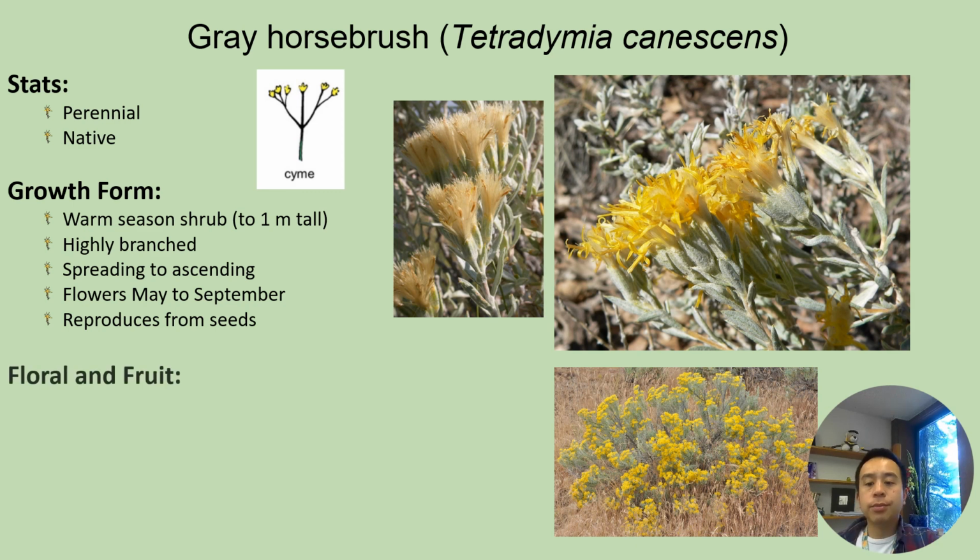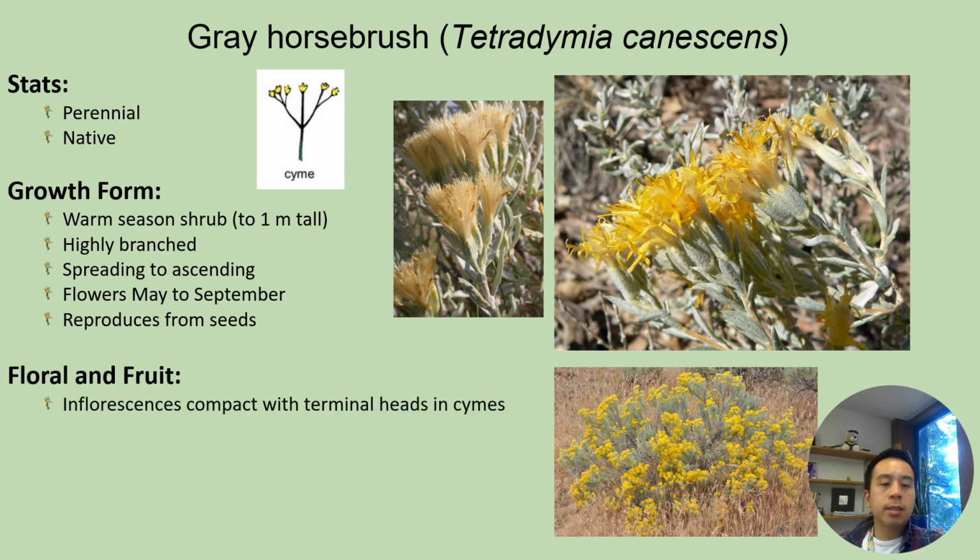The inflorescences themselves are compact with terminal heads in cymes, and you can kind of see what a cyme is in the diagram I have up there for you. The flower heads themselves are discoid, and the involucral bracts below the flower heads are tomentose. So again, this kind of short, soft, fuzzy feel that you can really clearly see in this image here.